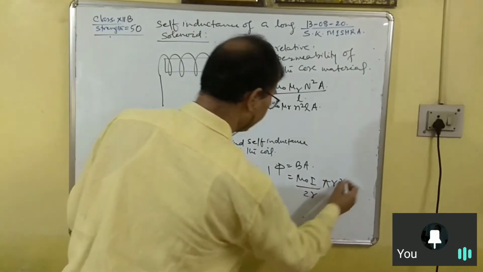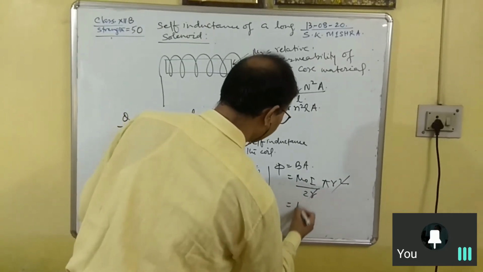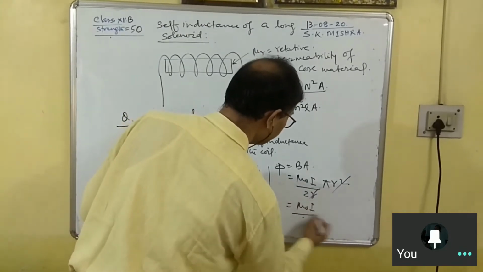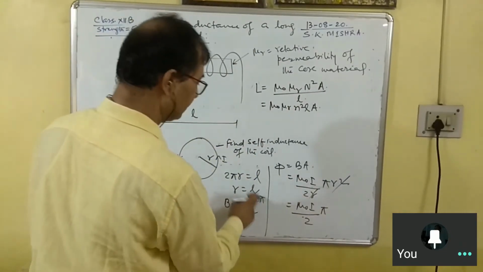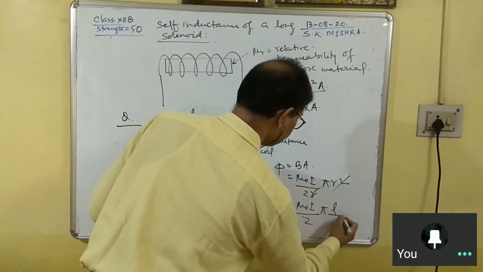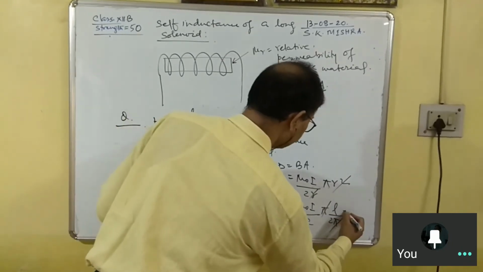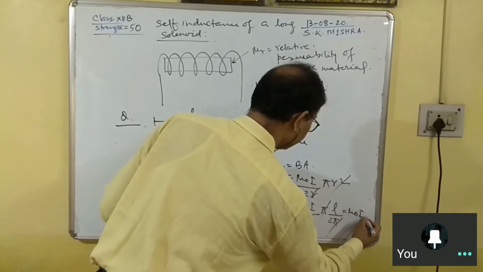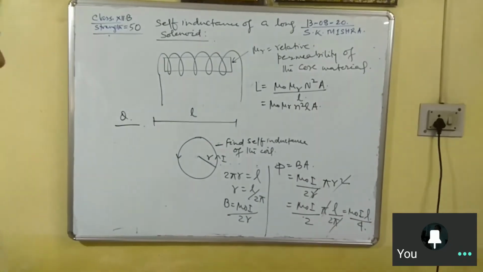Should I cancel this R? Now finally you are getting mu naught I by 2 pi, and then R is L by 2 pi. You should cancel pi. So it's mu naught I L by 4. This is phi.